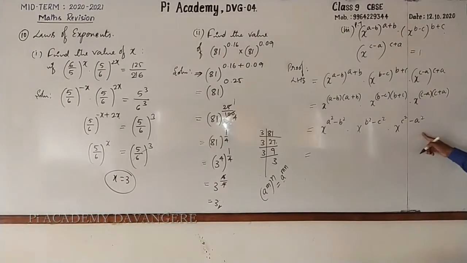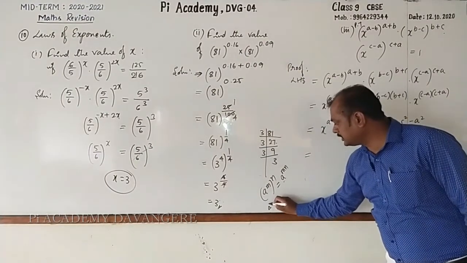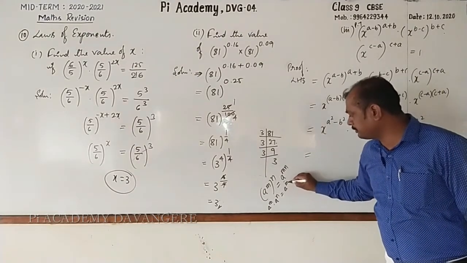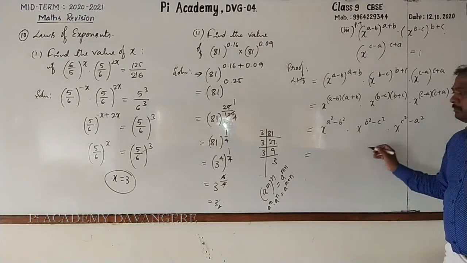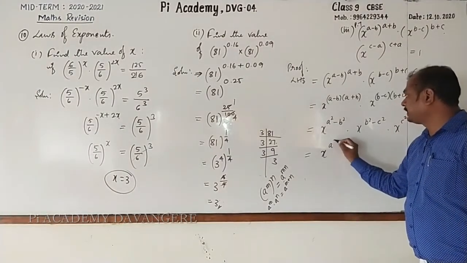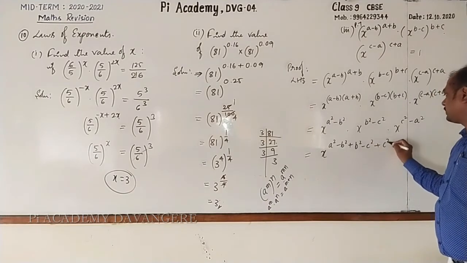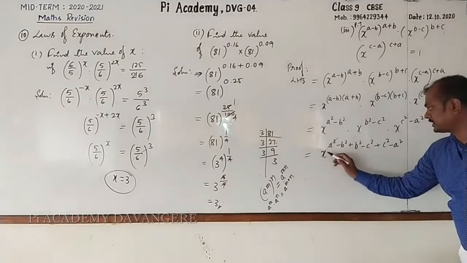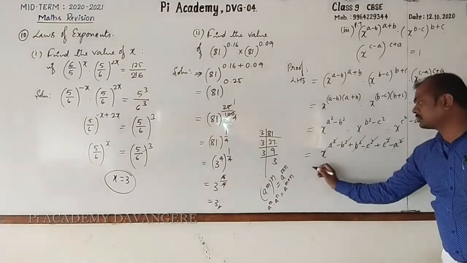Now these terms are of the form of another law of exponents, that is a raised to the power m into a raised to the power n equals a raised to the power m plus n. Here the bases are the same, so powers can be added. X raised to the power a square minus b square plus b square minus c square plus c square minus a square. Here plus a square and minus a square get cancelled, plus b square and minus b square get cancelled, and c square and minus c square get cancelled.